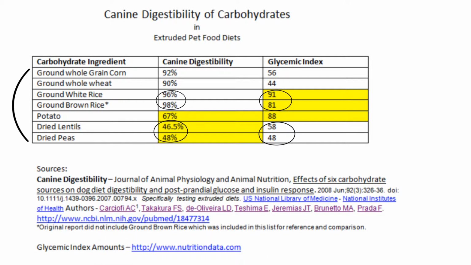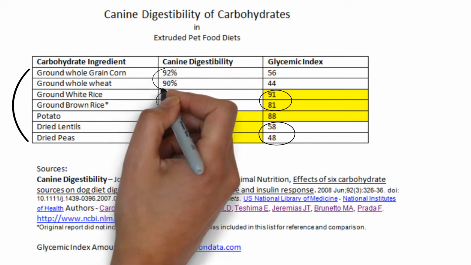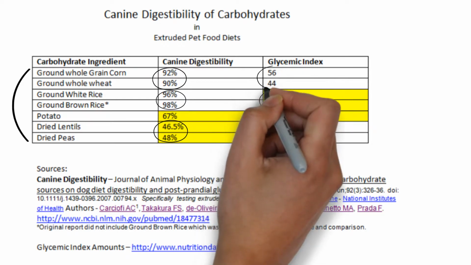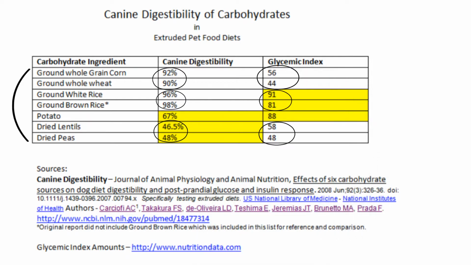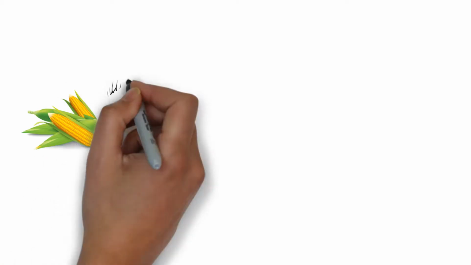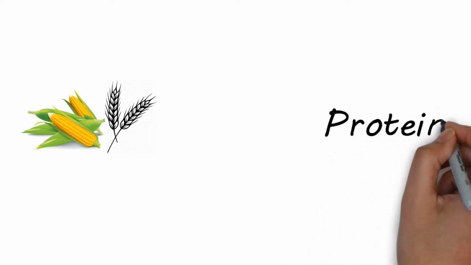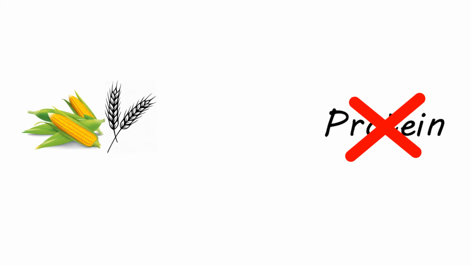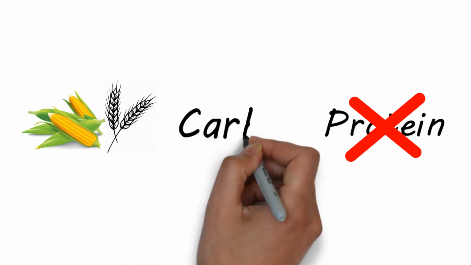Surprisingly, corn and wheat have the best combined numbers. They have a great digestibility while at the same time having a low glycemic response. Now, when we're talking about corn and wheat, remember, we're talking about using them as a carb source. They should never be the first ingredient on your dog food. They should never be used as your source of protein, but as a carb source, they work well.